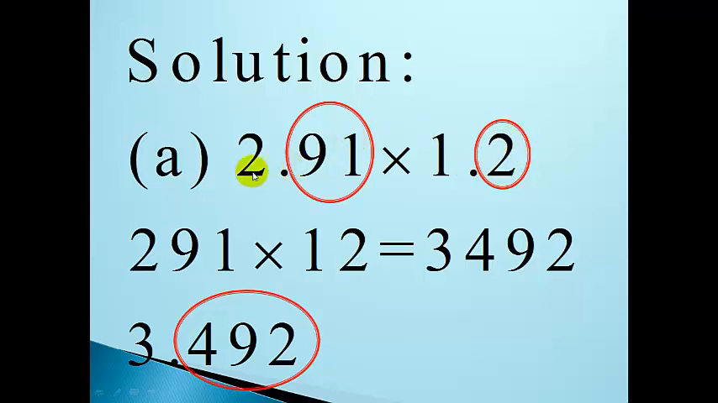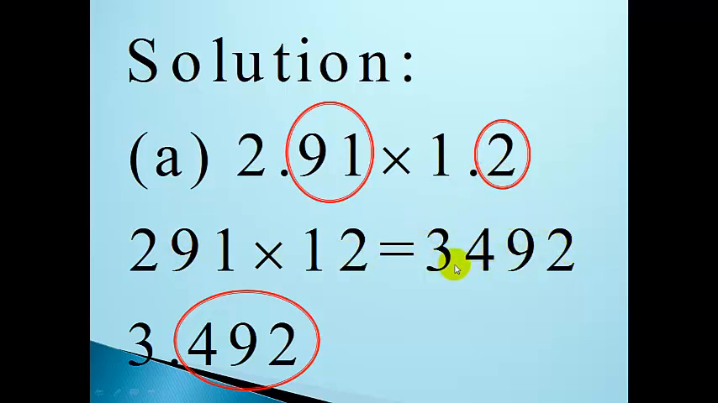Now when you are given 2.91 times 1.2 to multiply, because they are decimals, assume that the decimal point is not there. So 2.91 becomes 291, times 1.2, assuming the decimal point is also not here, we have 12. So 291 times 12 will give us 3,492.